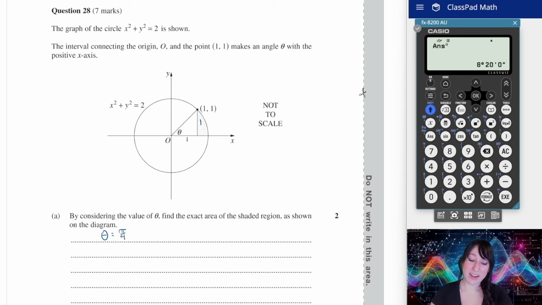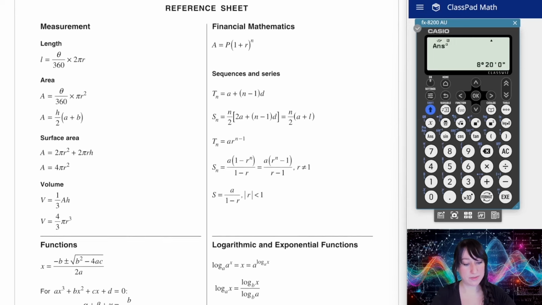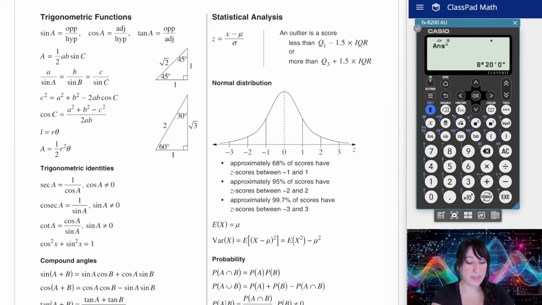Okay, to find the shaded area, we'll consider the sector, and if we subtract the area of this triangle here, we will get the shaded area over here. So the area of a sector, if we're using radians, is on our formula sheet in the trigonometry section here. If you use degrees, you can use the other formula, which happens to be up here. So we have the area is 1/2 r squared theta, if theta is in radians.